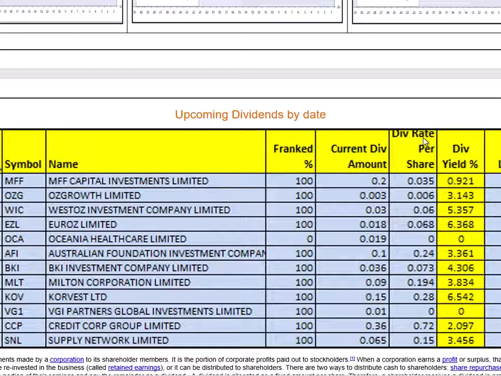If you want to know what company is actually going to pay the dividends, again, the X date, how much it's franked, the amount of dividend that you expect to get, and the yield, and whether it's interim or final dividends.